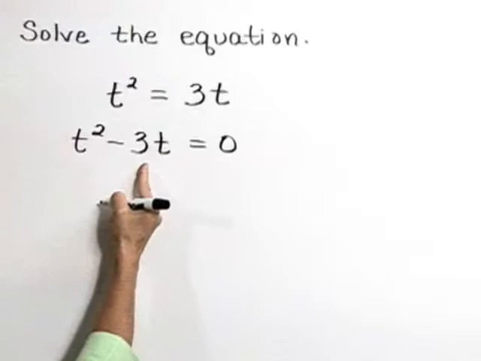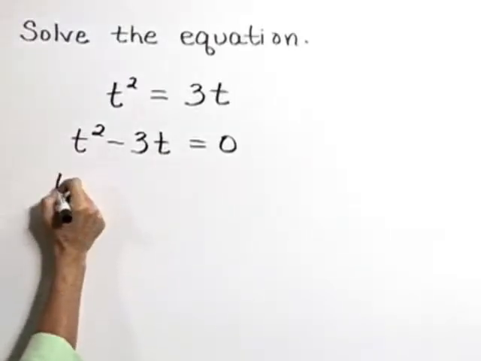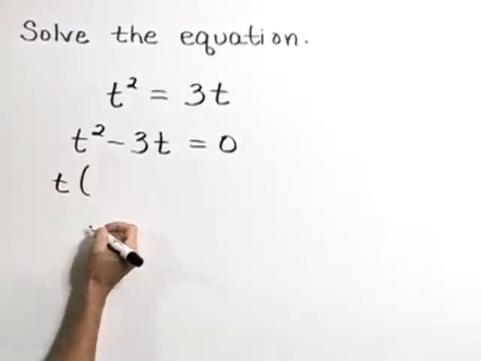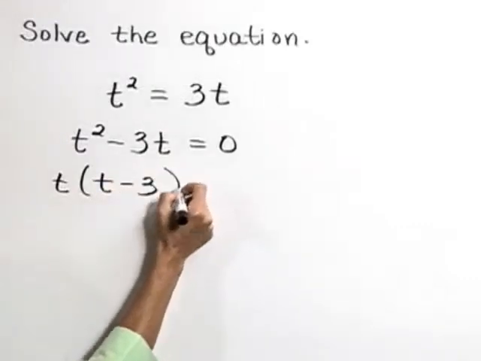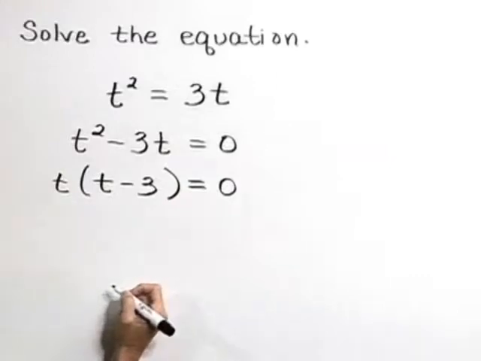Now let's factor this left-hand side by pulling out a greatest common factor of t, writing it then as t times (t minus 3) is equal to 0.